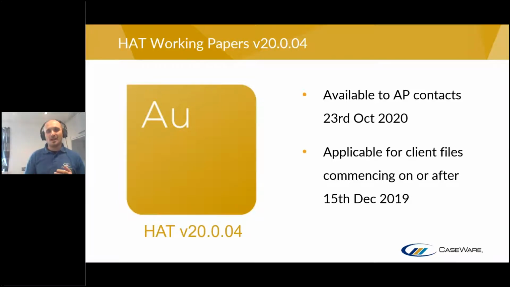Those people who have got access can download it from the CaseWare knowledge base, and that is there already available. Alongside that, you'll find all the update guidance, update guides, and the release notes to the update. Now, this update is applicable for client files commencing on or after the 15th of December 2019. Quite an important point. There's new documentation that will impact your files. So you don't need to adopt it until the files commencing on or after the 15th of December.